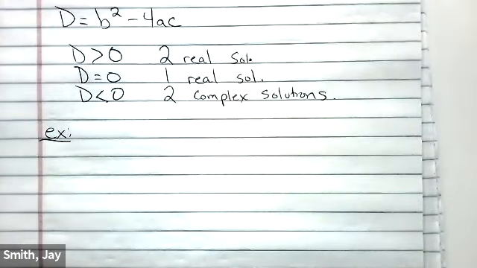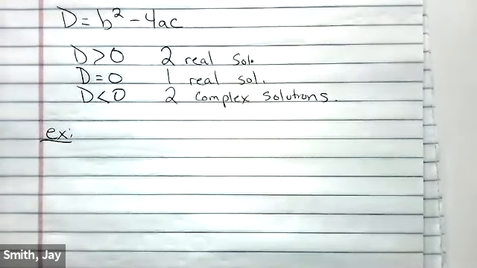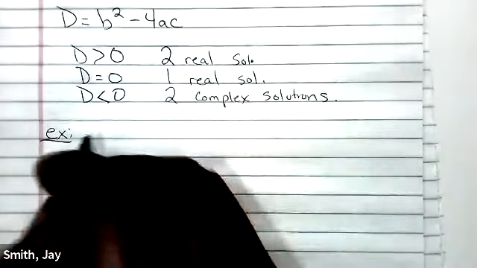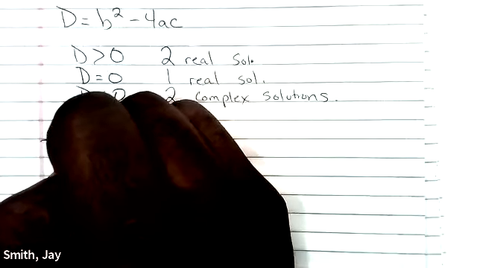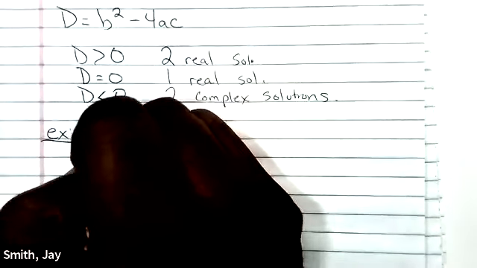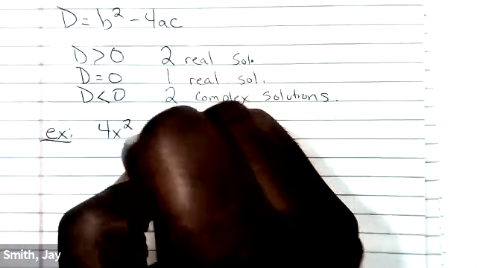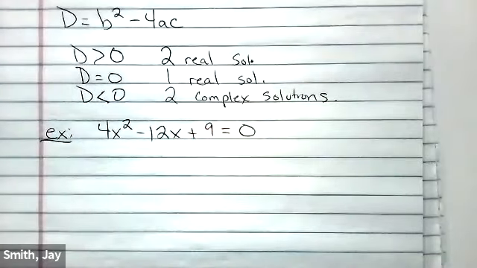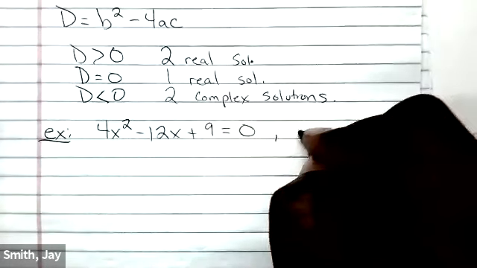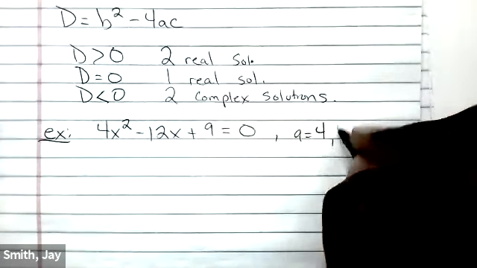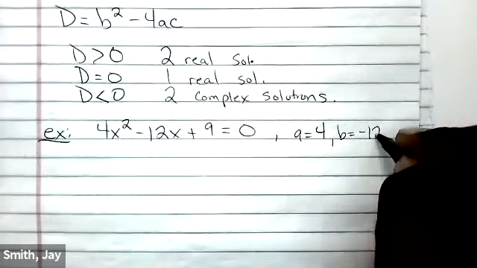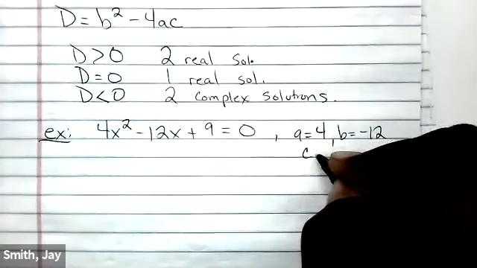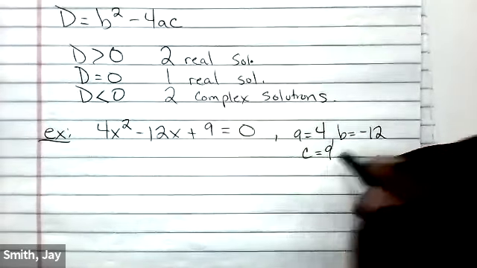All right. So obviously the question would be how to find the number of solutions, and we're going to be given the quadratic. For this example, we're going to be given 4x squared minus 12x plus 9 is equal to 0. So here my A is 4, my B is negative 12, my C is positive 9.